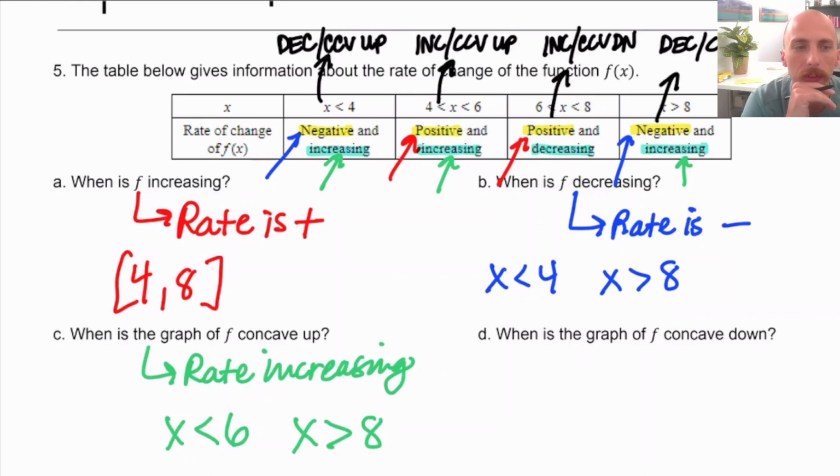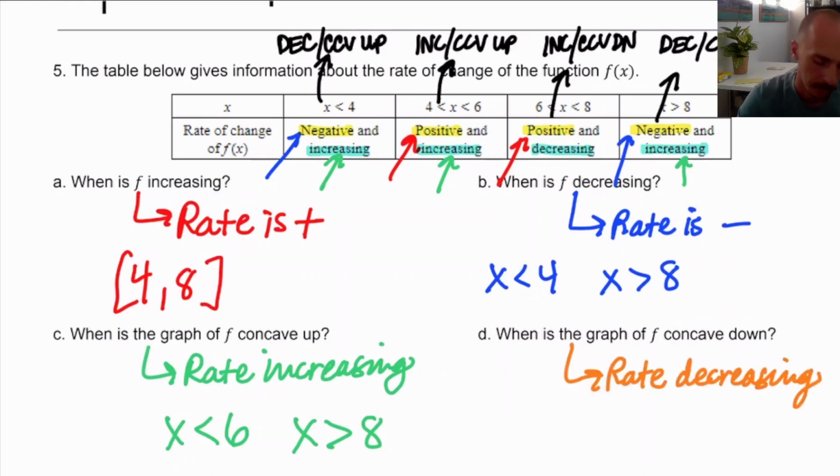So the graph of f is concave down, well, pretty much every other time. But we're looking for where the rate is decreasing. That's going to be right there. That'll be 6 to 8.